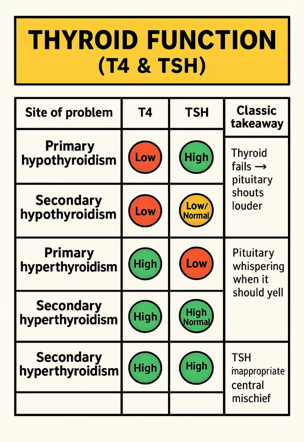Then secondary hyperthyroidism, which is central hyperthyroidism. Both arrows are going up, T4 and TSH. The etiology may be a TSH secreting adenoma, or pituitary resistance to thyroid hormones, which disrupts the negative feedback loop. And that's all for the thyroid.